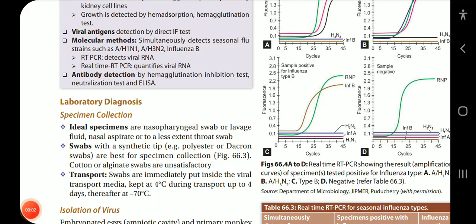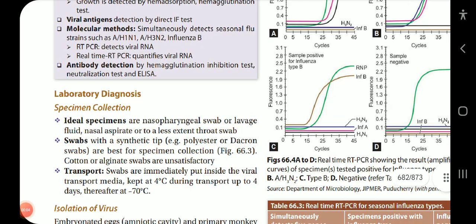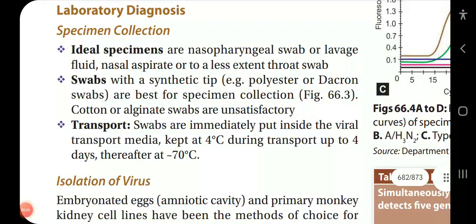Now continuing with the lab diagnosis of influenza virus, specimen collection. Ideal specimens are nasopharyngeal swab or lavage fluid, nasal aspirate, or to a lesser extent the throat swab. Swabs with a synthetic tip, for example polyester or Dacron, are the best for specimen collection. Cotton or alginate swabs are unsatisfactory.